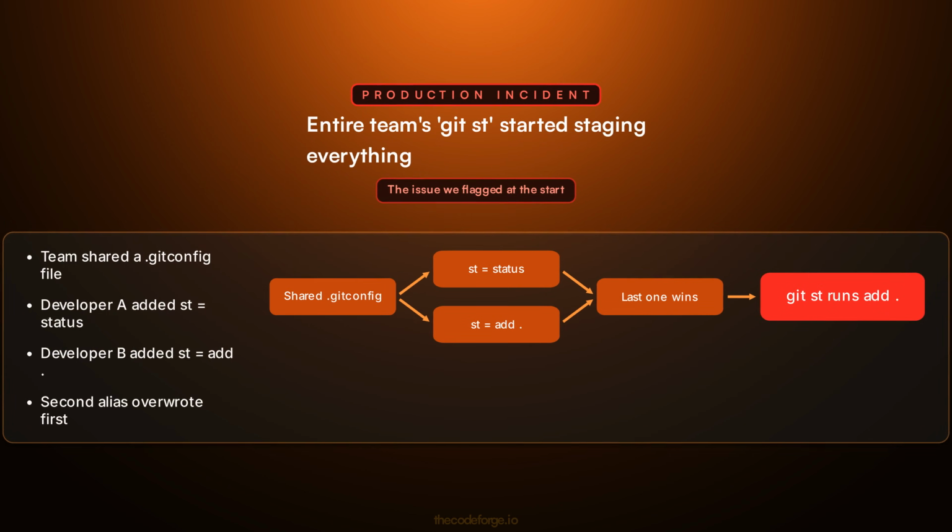This is the same issue we highlighted at the start. Here's exactly why that happened. A team maintained a shared git config file committed to the repository. Developer A added st equals status. Later, developer B added st equals add, thinking nobody was using st for status. The second alias overwrote the first because duplicate aliases silently overwrite, the last one wins.